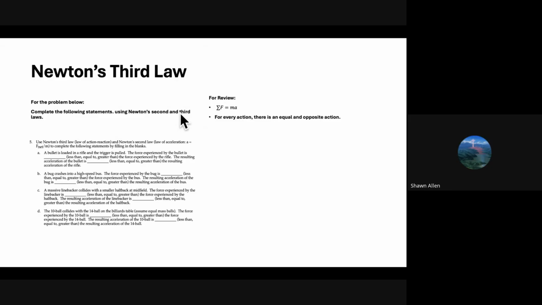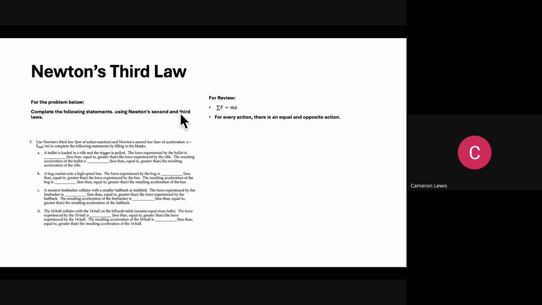Greater than? It's less than. The linebacker is massive. So the linebacker's acceleration is going to be what? Oh, less than. He's gonna move slower because he's heavier. There we go. All right, now this one, pay attention.